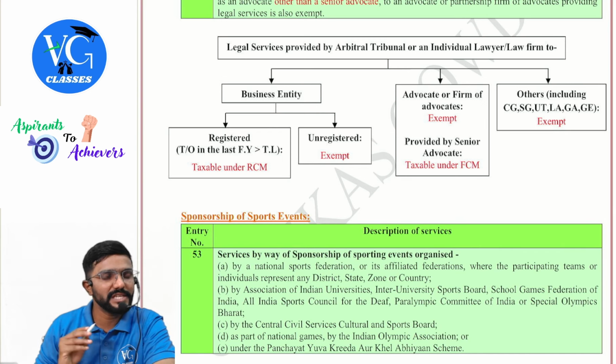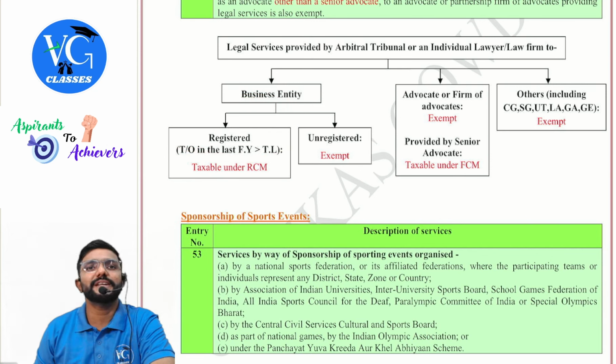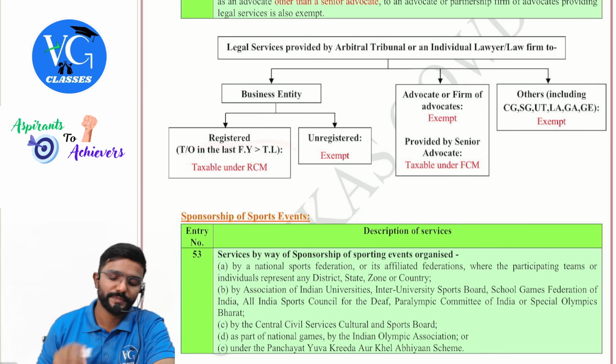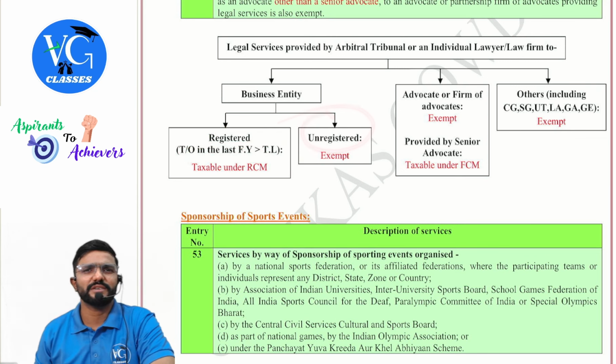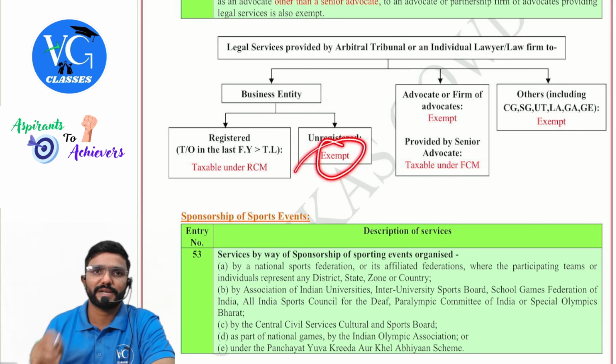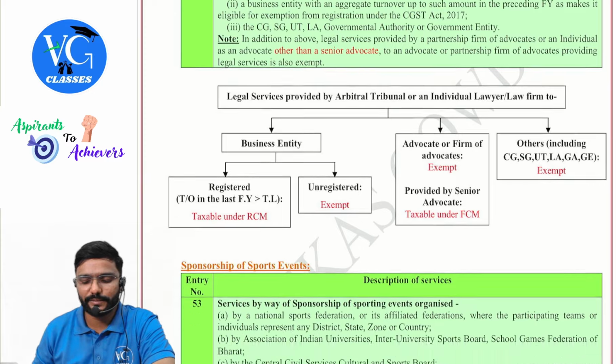First one, business entity. Check their last year turnover. Is it more than the threshold limit? Yes. Means they would have registered. Is RCM applicable? Yes. Sir, what if they are unregistered? That is a business entity whose turnover is within the limit. Then exempt, guys, as per this point.